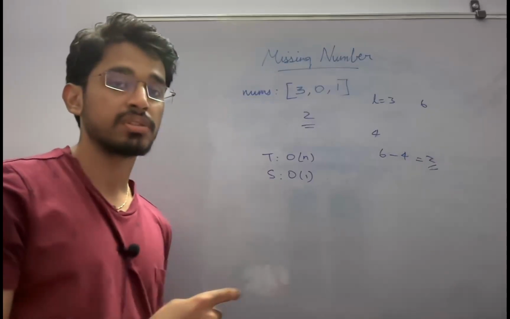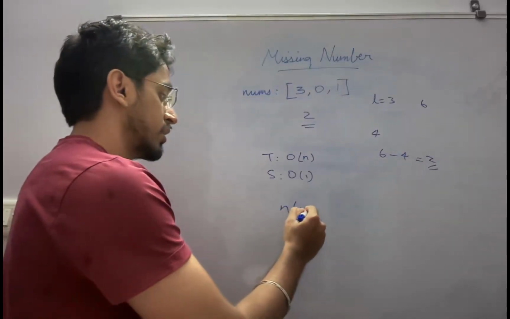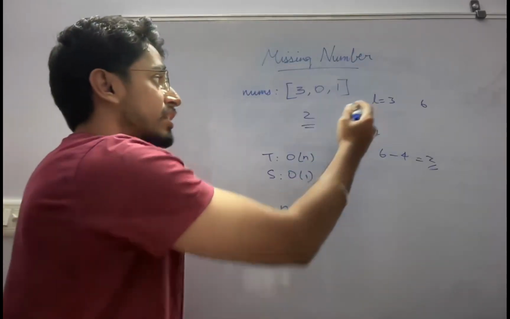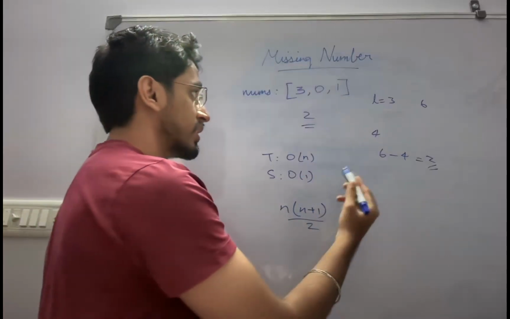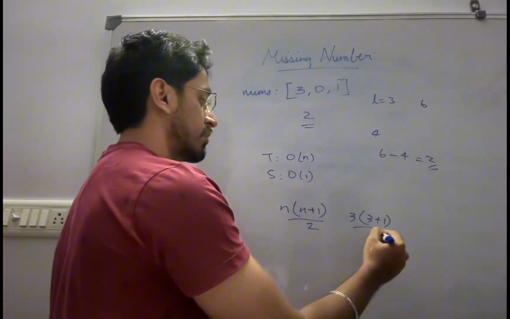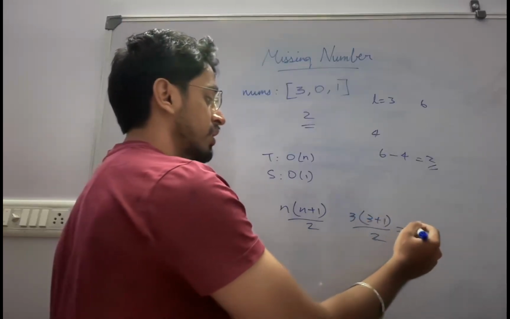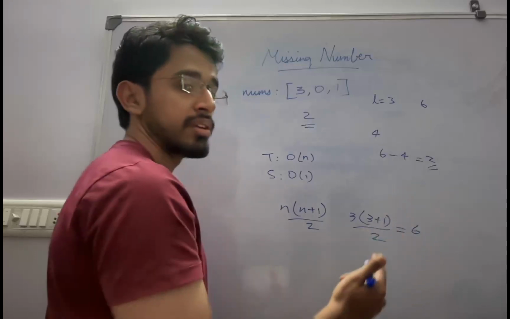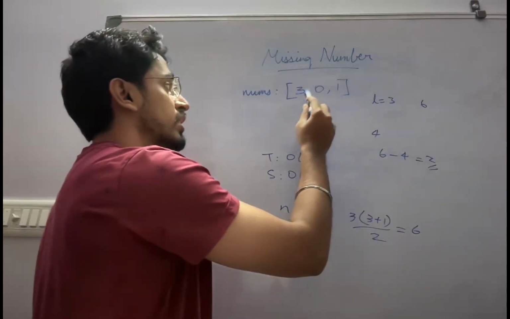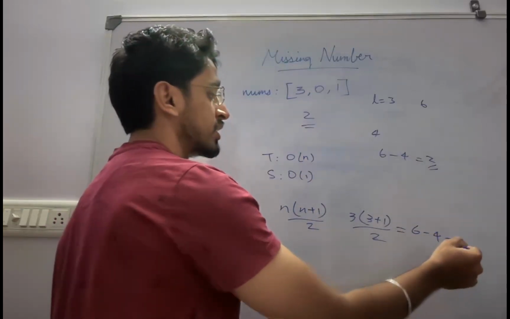Okay, so how do we do this? We have a formula, that is n into n plus 1 divided by 2. Here n is the length of the array. So what is the length of the array? That is 3. So 3 into 3 plus 1 divided by 2. This would come to 3 into 4 is 12. So 12 by 2 is 6. So 6 minus the sum of the given array, 3 plus 1, that is 4. So 2 is the missing number.